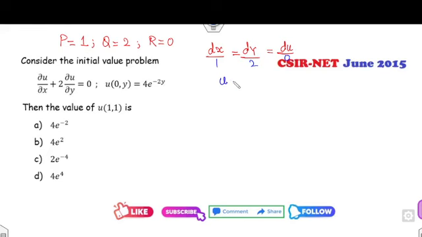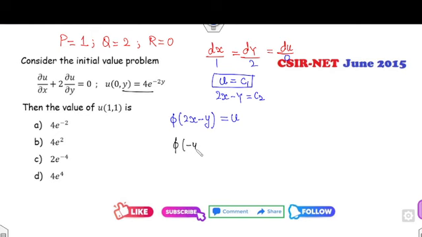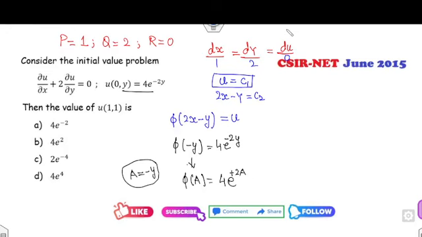Since this is 0, one solution is u equal to constant. From these two cases, I can integrate them. 2x minus y is equal to the second constant. I can define in terms of phi because u is my dependent variable. I can put it on the right hand side. Substitute this equation. X is 0, y will be y, u is minus 4 e raised to power minus. I can take a is equal to minus y. So this function phi of a is 4 e raised to power minus y, which is minus a, so it is 4 e raised to power 2a.